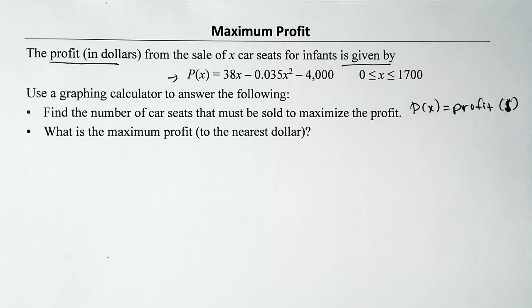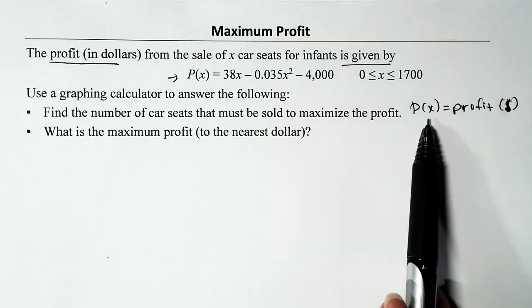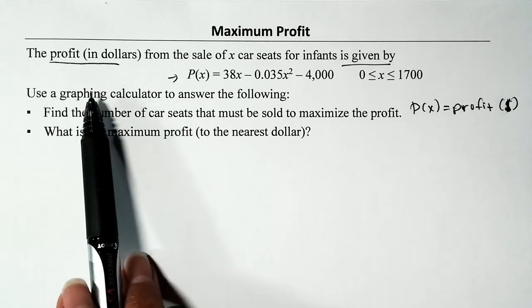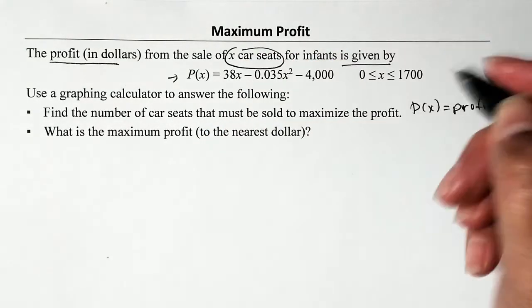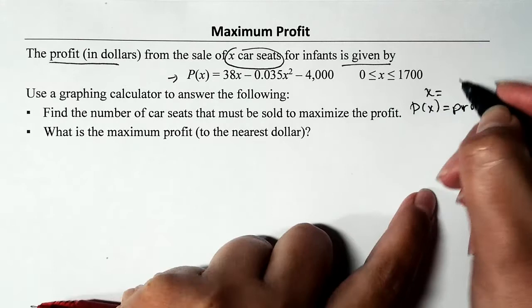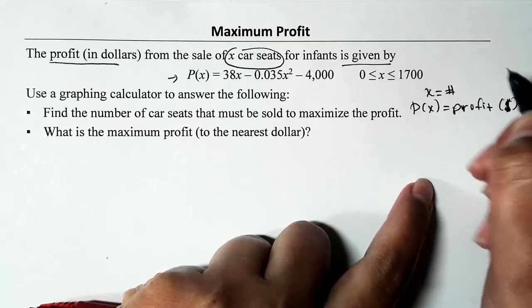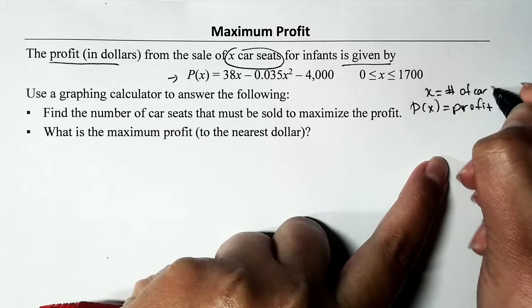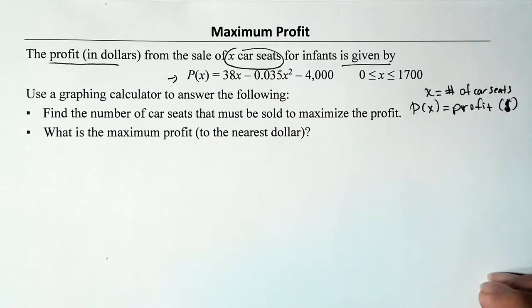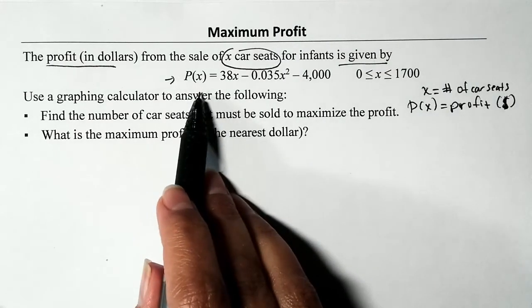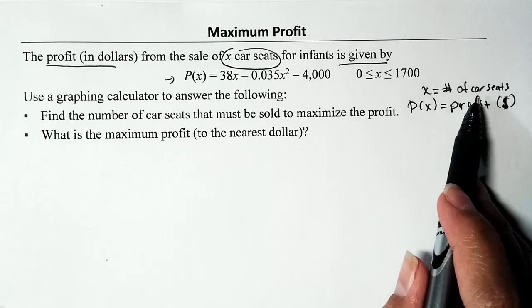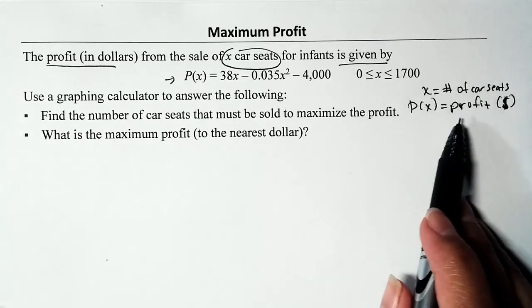So what's so special about P of x, or the function? It represents the profit. Now I need to know what x, or the independent variable, represents. So from the top, the profit in dollars from the sale of x car seats. So we're selling some car seats, so x represents the number of car seats. I'm going to put the symbol for number of car seats. So now I'm feeling pretty pumped because I have a clear idea of what x and P of x represent. So x represents the number of car seats and P of x represents the profit in terms of dollars.